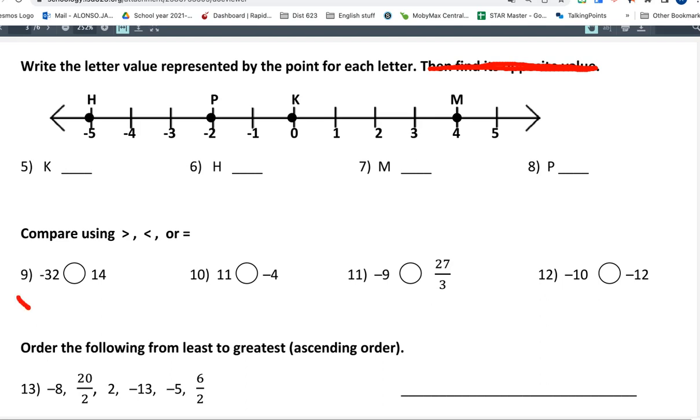Here we already talked about this, so you can do that independently. Remember, whenever you're working with negatives, the farther to the left side, the smaller it becomes. And you already know which is greater than and which is less than. When you read this, you always read from left to right. Here you have to simplify the fraction to get an integer.